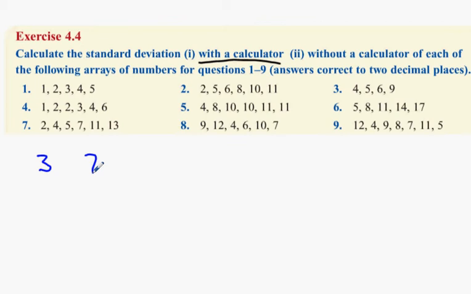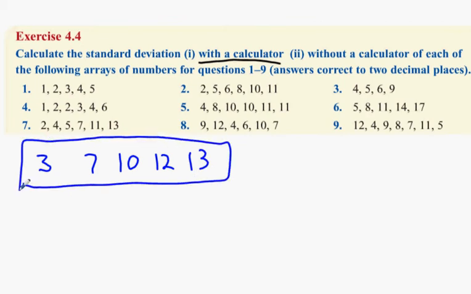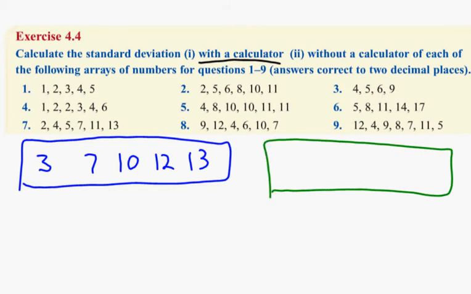12, 13, okay? That's the blue set. What I want you to do next is pick a number to increase every number by. 4, yeah? This we call the green set. So that's going to be 7, 11, 14, 16 and 17. Is everybody happy with that?